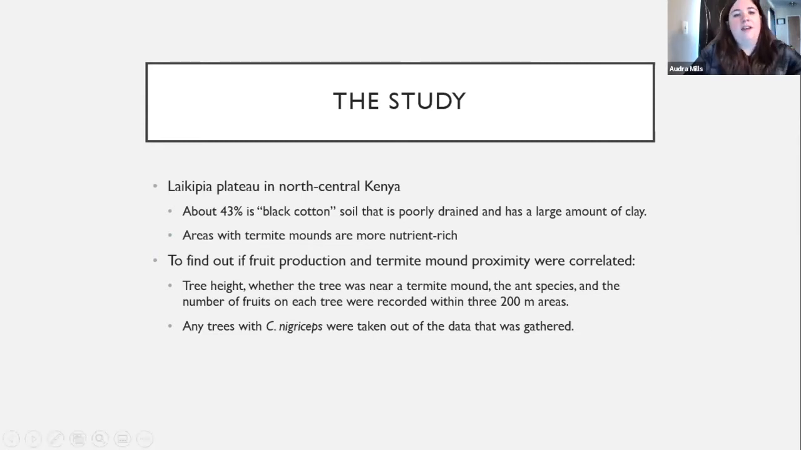So in this study, to find out if fruit production and termite mound proximity were correlated, the tree height, the proximity to a termite mound, the species of ant that inhabited the tree, as well as the number of fruits on each tree were recorded within 3 200-meter areas. As I previously said, any trees with the nigriceps were taken out of the data because they sterilized the tree. So no fruit would be produced, so there'd be no point in adding them in.